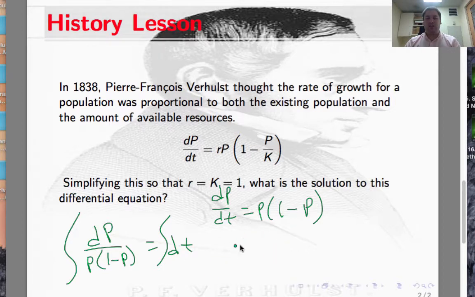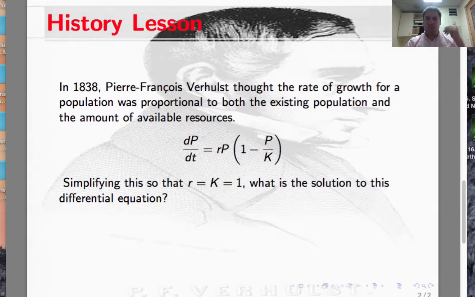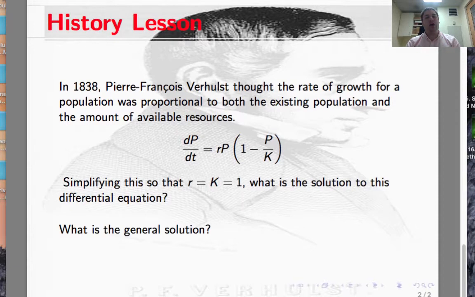For the left-hand side, use partial fractions, and then the right-hand side is going to be t plus some constant. Remember, you have to put an arbitrary constant on one of the two sides. After you use partial fractions, you get something over here. I'll let you all figure that out on your own, and then you can solve for P pretty easily. Cool. All right, that was fun. We'll talk about the answer in class if we need to.